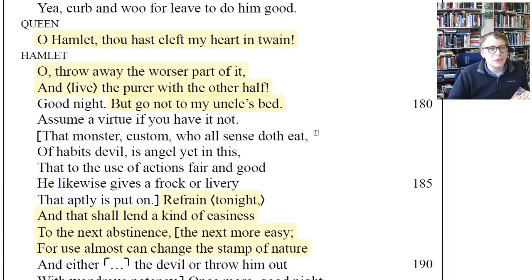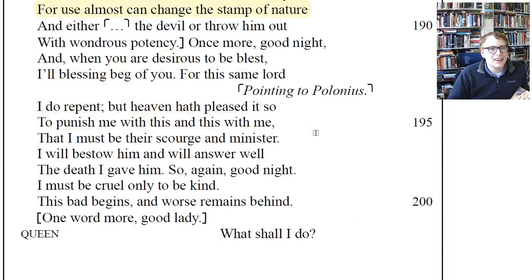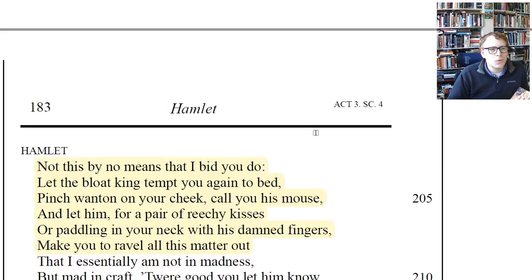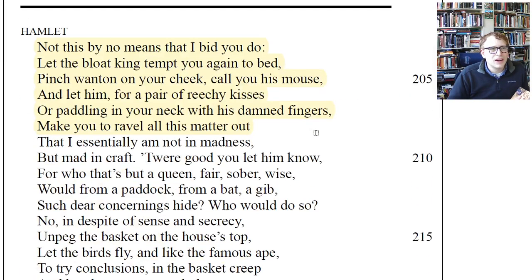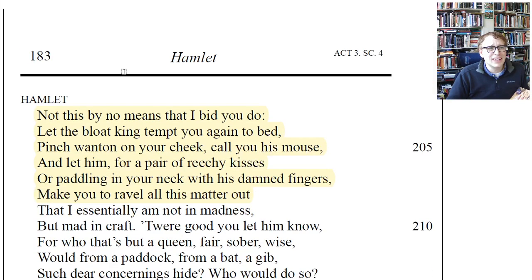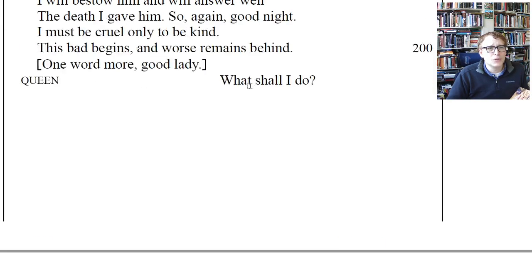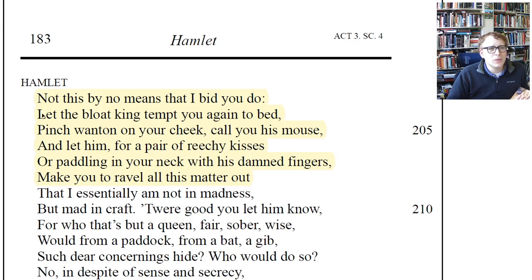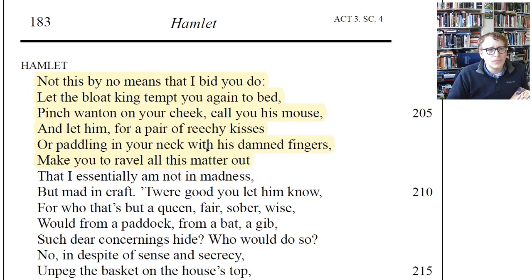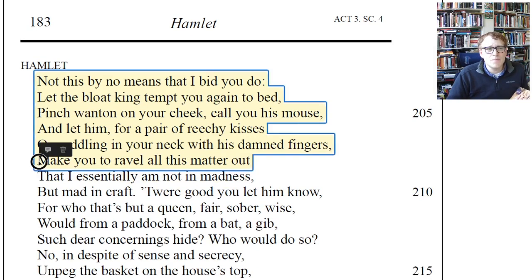I'm going very, very quickly, and there's one more point I want to make. As Hamlet is leaving and drags the body of Polonius off stage, once again she says, what would you have me do? What shall I do? And Hamlet says, not this by no means. He says, don't go to bed again, kind of repeating that. But don't let the king make you, this last line, make you to ravel all this matter out.